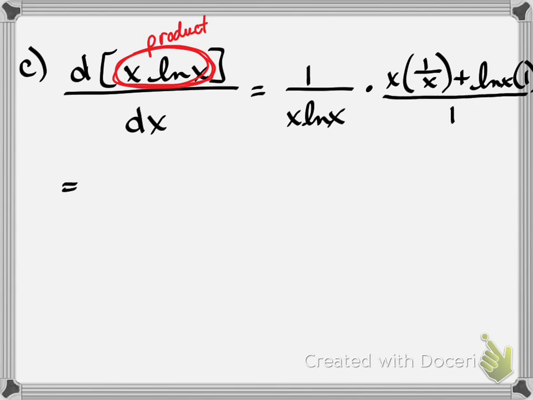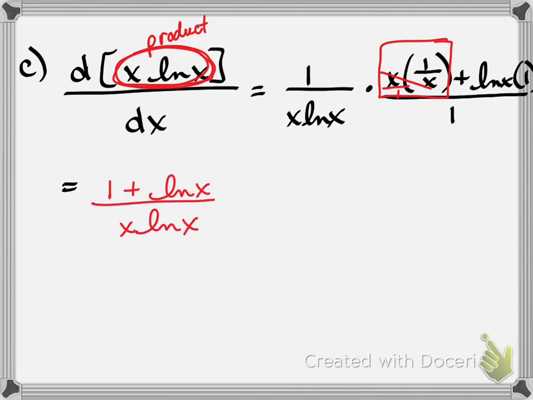Well, let's simplify this a little bit. Those x's are going to reduce out and be just 1 plus ln of x over x ln of x. All right, let's do the D part.